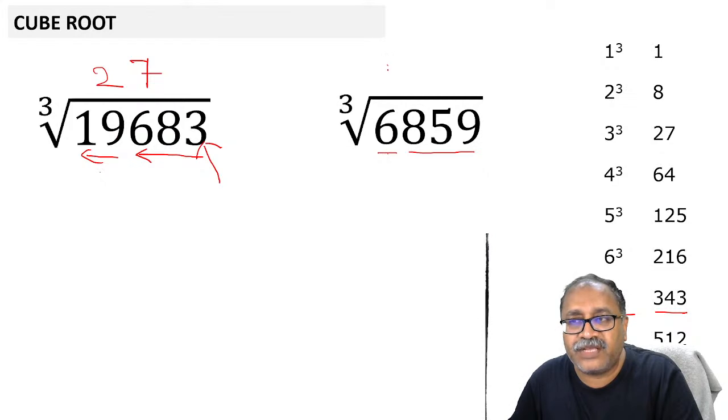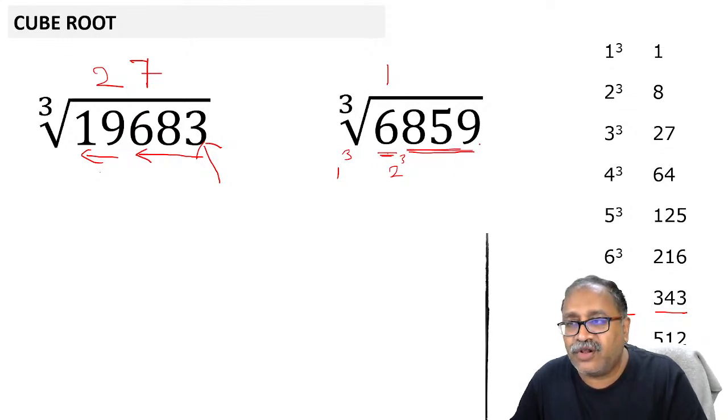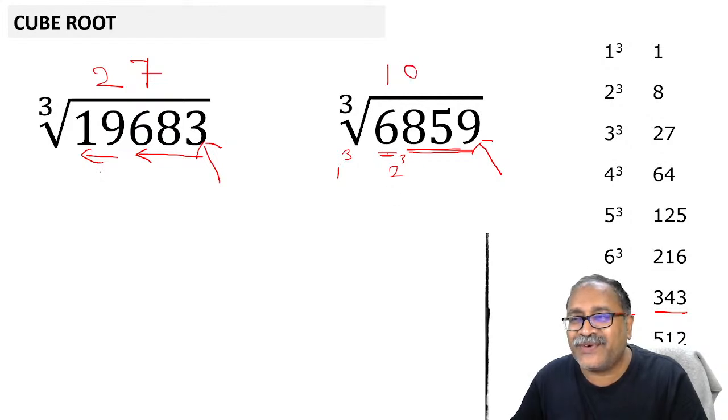So my first number is 1. This 6 is greater than 1 cube, so my first number is 1. Greater than 1 cube and less than 2 cube. Therefore my first number is 1. And the last one will be decided by only this unit digit. And in which case you get that? Last digit 9. In case of 9, so write down 9 over here.